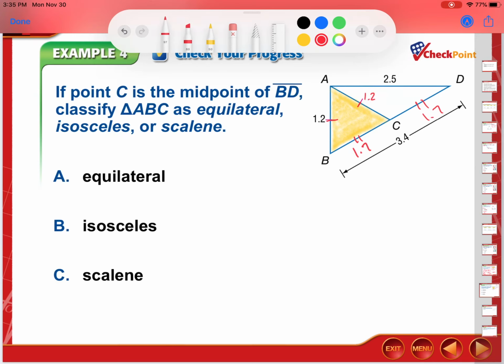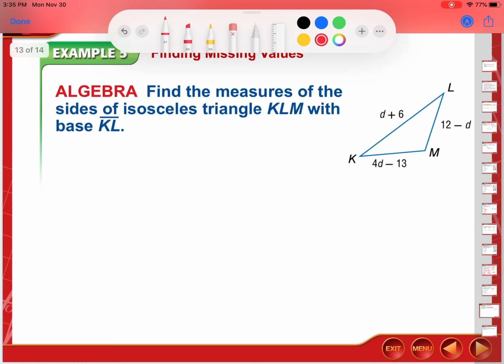So since we have side lengths of 1.7, 1.2, and then this one over here would also be 1.2 because we have these little hash lines saying that they're congruent. So we have two side lengths that are the same. So it must be isosceles. If we have only two side lengths that are the same, then it would be isosceles, because equilateral would be 3 sides, isosceles would be 2, and then scalene would be 0. Okay.